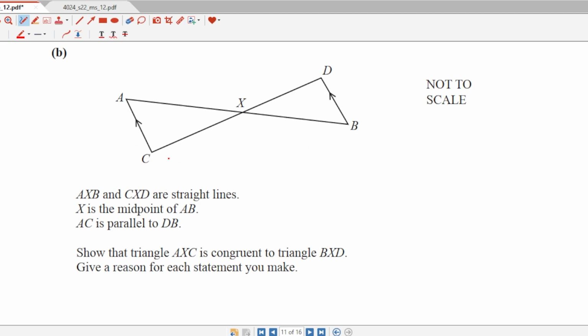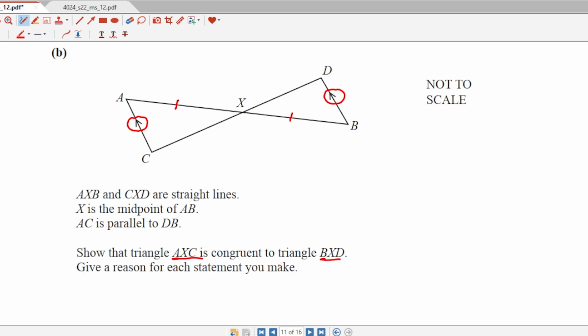Part B. AXB and CXD are straight lines. X is the midpoint of AB, meaning if X is the midpoint, AX equals XB. This is given information in the question. AC is parallel to DB. This is also marked. Show that triangle AXC is congruent to triangle BXD.